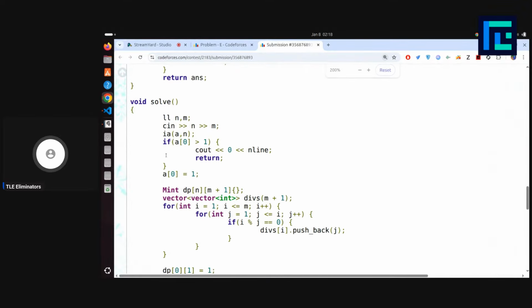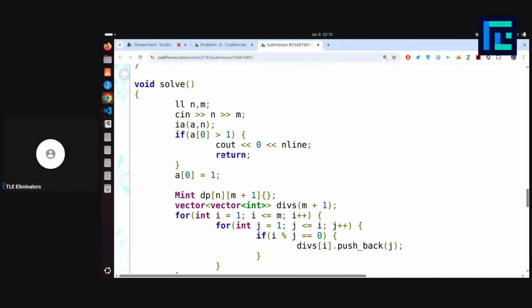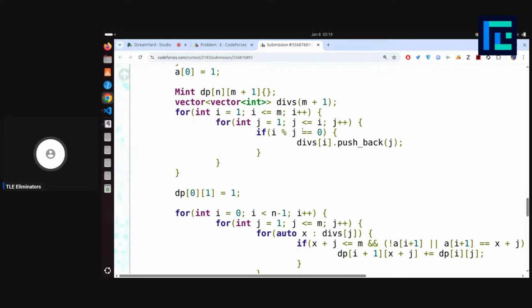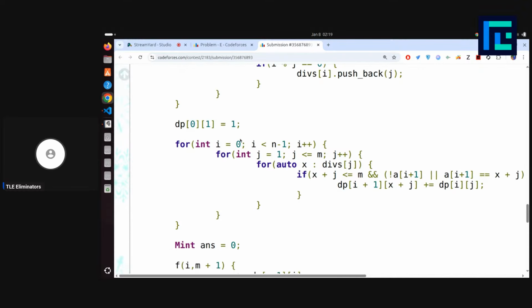So first of all, if a0 is greater than 1, then print 0 because a0 has to be 1. Then I have this dp of n comma n plus 1. And also I'm storing the divisors of each number. Like divs[i] stores the divisors of i. Okay. Because I want to transition efficiently. The time for transitioning is the average number of divisors, right? So I want to do it efficiently.